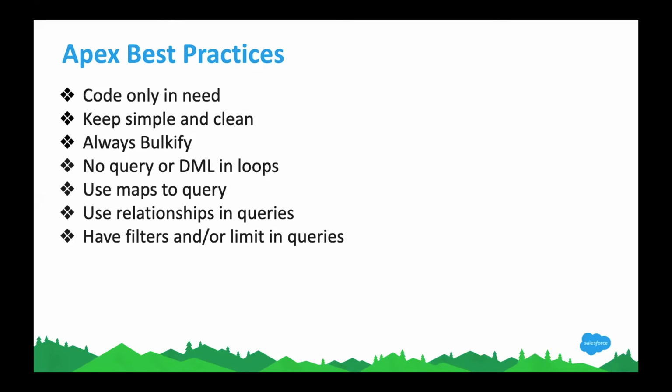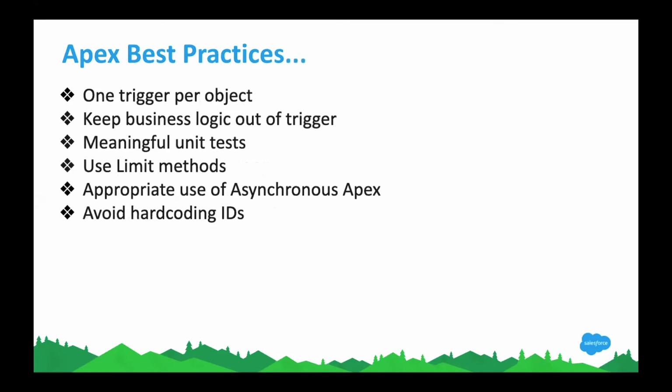Okay, so the first point is code only in need. Second one is keep simple and clean, always bulkify, no query or DML in loops, use map to query, use relationship in queries, have filters or limits in query, one trigger per object, keep business logic out of trigger, meaningful unit tests, use limit methods, appropriate use of asynchronous Apex, avoid hard coding IDs. Okay, so these are the best practices that we are going to see now.